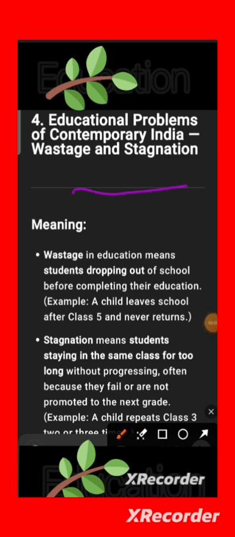Educational problems of contemporary India: wastage and stagnation. India has made great efforts to expand education, but problems like wastage and stagnation still affect the system deeply. Wastage. Wastage in education happens when students leave school before completing the educational cycle.